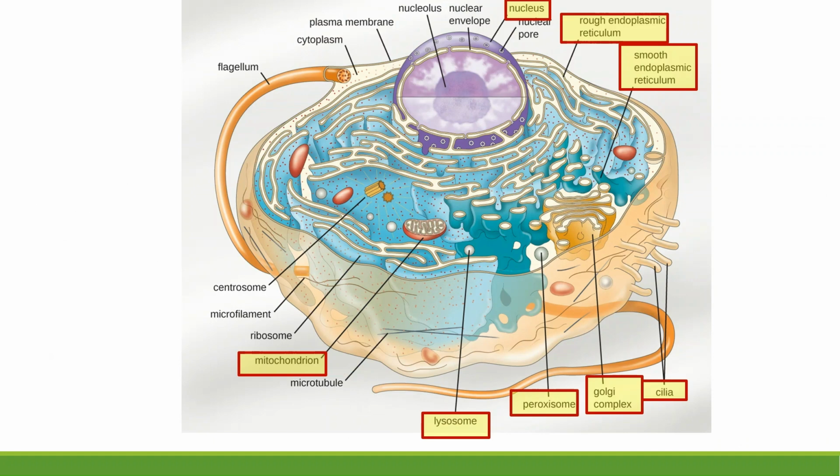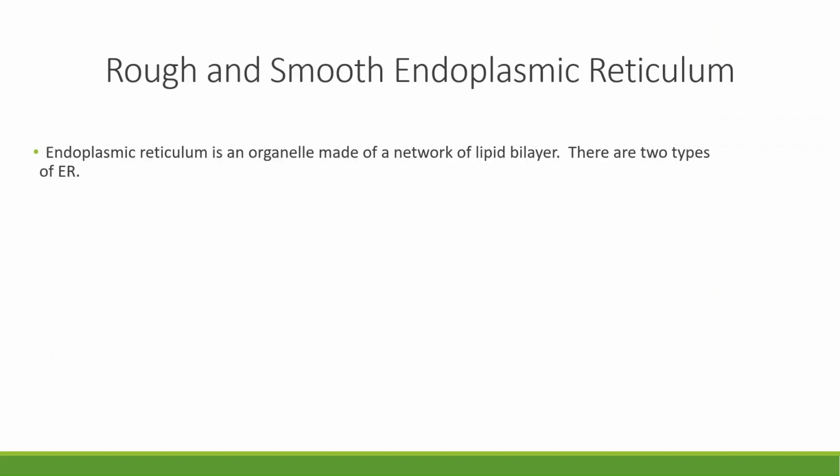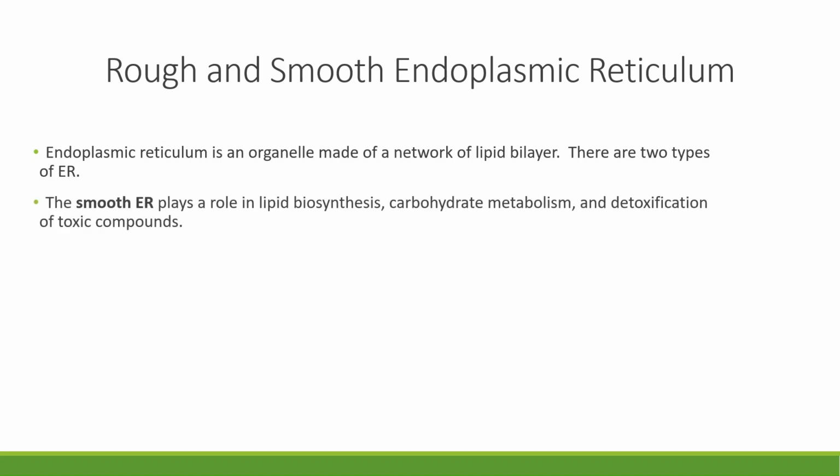Let's get into the membrane organelles, and there are two types of endoplasmic reticulum, which are abbreviated as ER. There are rough and smooth endoplasmic reticulums. The endoplasmic reticulum is an organelle made of a network of lipid bilayer.